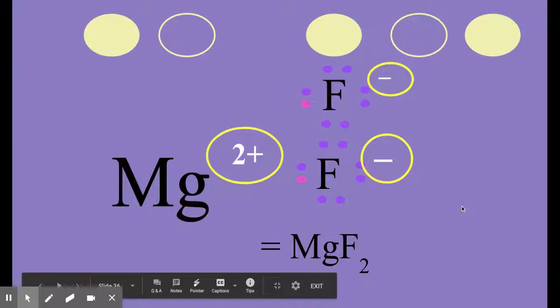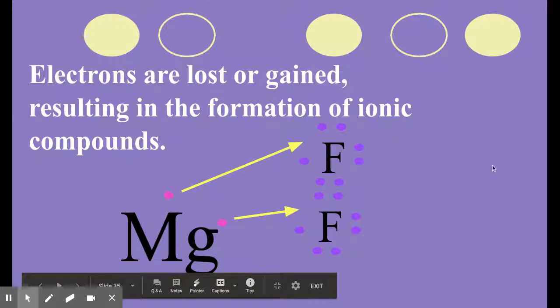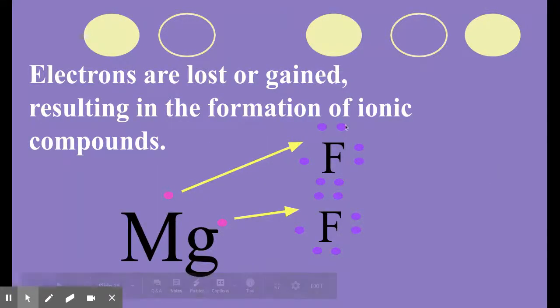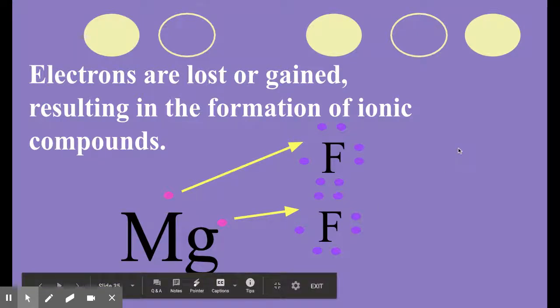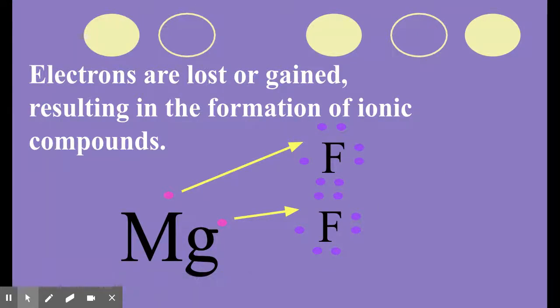Okay, so let me see here. Here again, this is just another example of this. I need to change the color of these dots. Wow, that's hard to see. Okay, so electrons are going to be lost or gained, and that's going to result in the formation of an ionic compound. So here, another example, we have 2 fluorines and 1 magnesium.